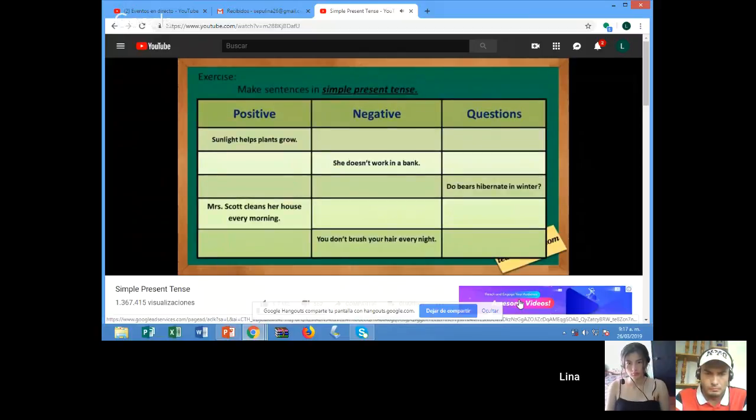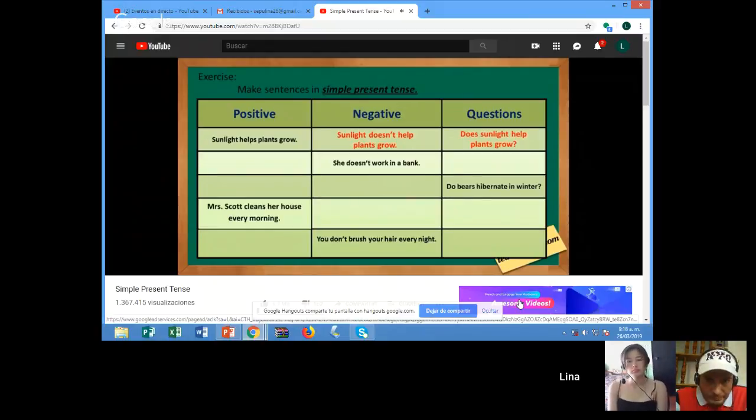For our exercise, make sentences in simple present tense. The first one: Sunlight helps plants grow. The negative sentence should be: sunlight doesn't help plants grow. And for the question, it should be: does sunlight help plants grow?